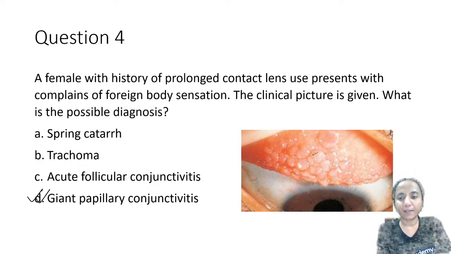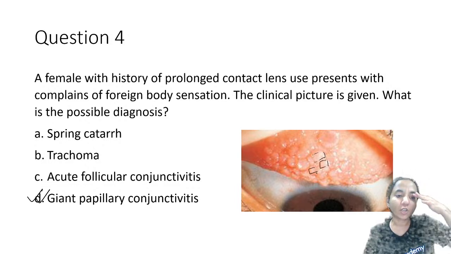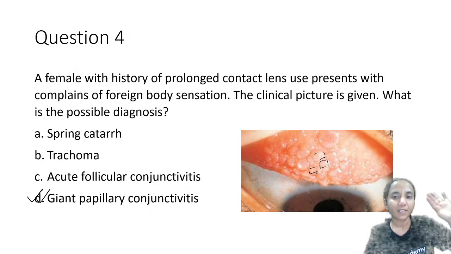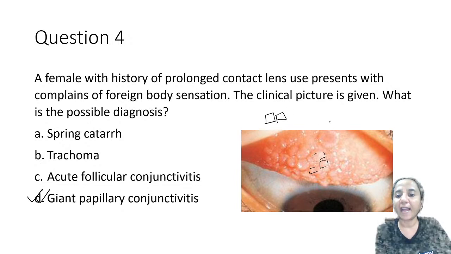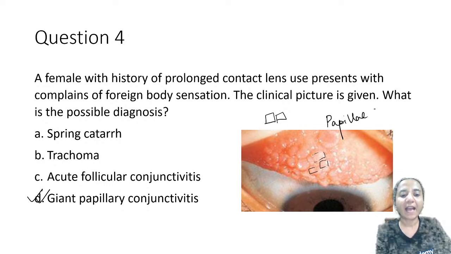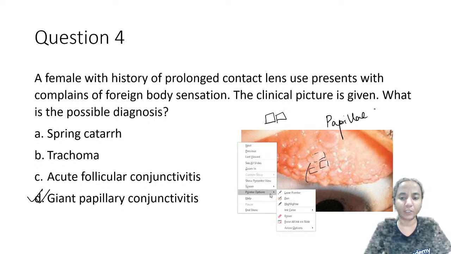So see these flattish elevations on the upper tarsal conjunctiva. So what is this picture? This is a picture of the everted upper lid, and you see these flat topped elevations like this. So these flat topped elevations here, these are called papillae, and these papillae are very large. So this is called the giant papillary conjunctivitis.